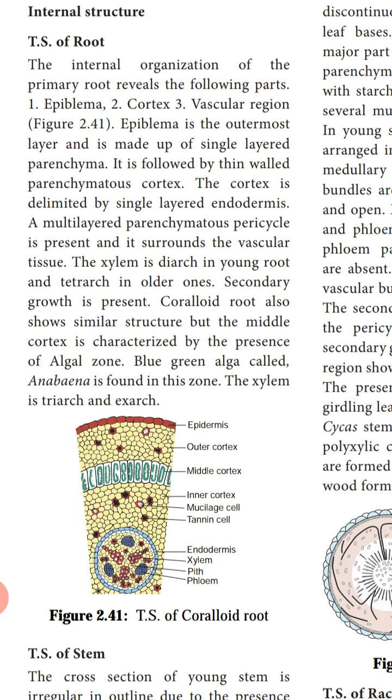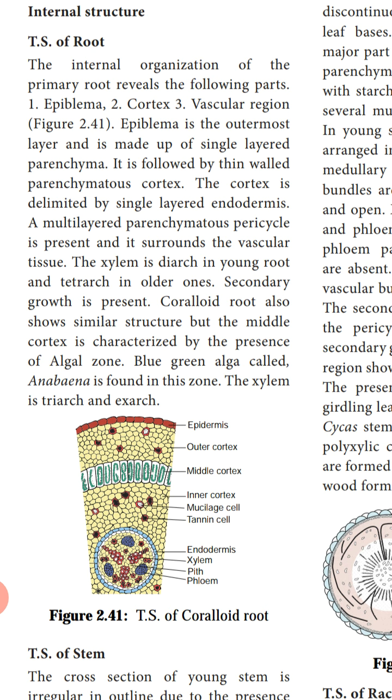So here you can see, the TS given is of the coralloid root. Outermost is again the epiblema or epidermis, then the cortex region. In the middle of the cortex is found the blue-green algae, that is called the algal zone. The presence of this algal zone divides the cortex into outer cortex, middle cortex and inner cortex. The blue-green algae, called Anabaena, is found in this zone. The xylem is triarch and exarch.